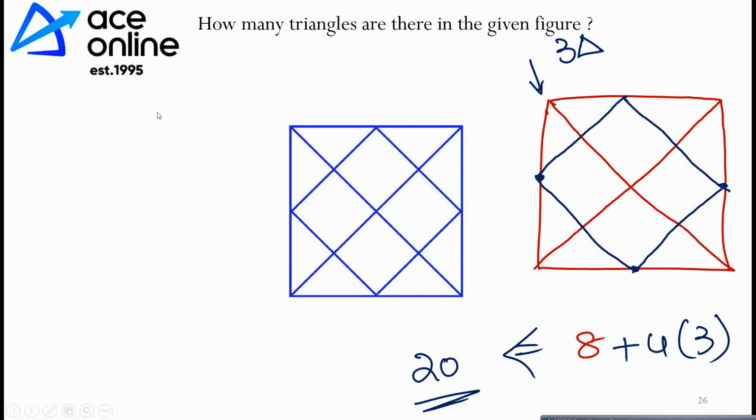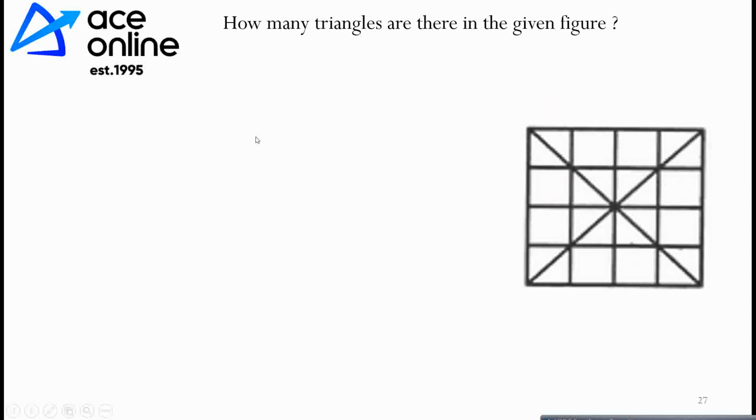Shall I go for the next one? Right, this is one good question, good learning. Next one, this is a typical example. Is this available? This diagram? No, add this please. This is a typical example.